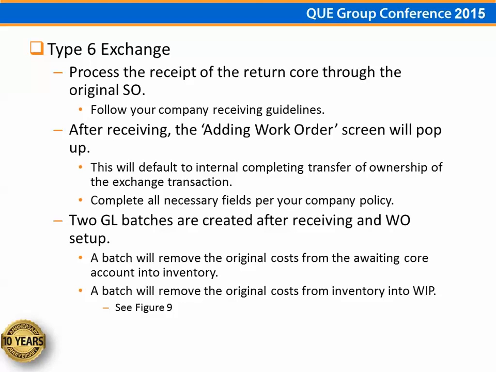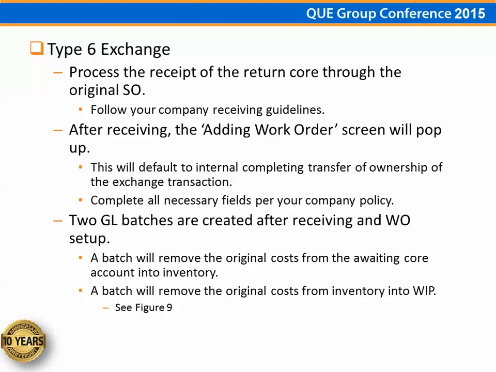So once you get the core back, you'll process the receipt of the return core through the original sales order. And you can follow your company receiving guidelines. That may be through your receiving module or through the sales order direct, depending on how you have that set up. After receiving, automatically an adding work order screen will pop up for you, and it'll default to an internal, and that completes the transfer of ownership for the entire exchange transaction. And you'll want to complete all your fields just like you were creating a normal internal work order.